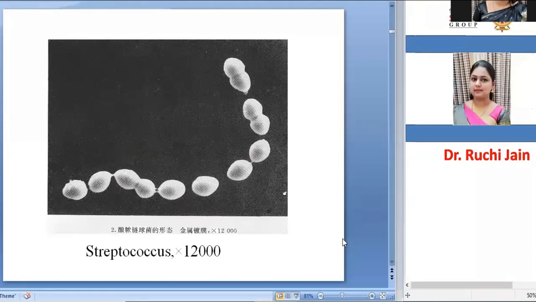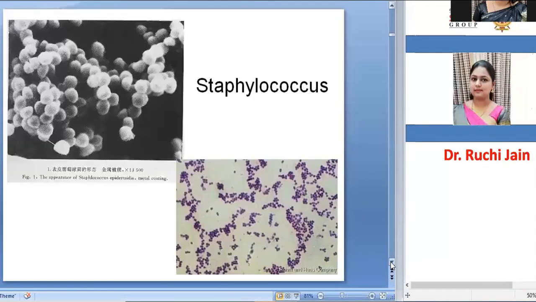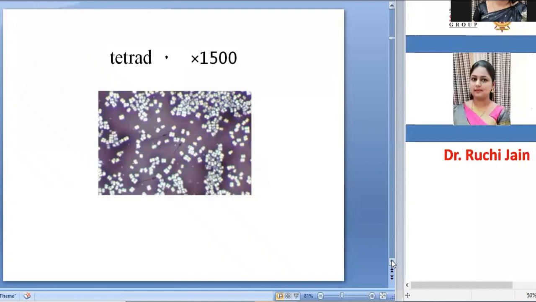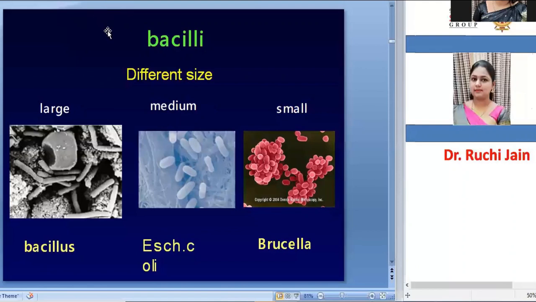Here is a detailed diagram of Streptococcus. Staphylococcus are present in a group, so it looks like this. If the bacteria are in tetrad shape, then it looks like this. Some bacteria are bacilli in shape. These are large bacilli, this is medium sized bacilli, and this is small bacilli.